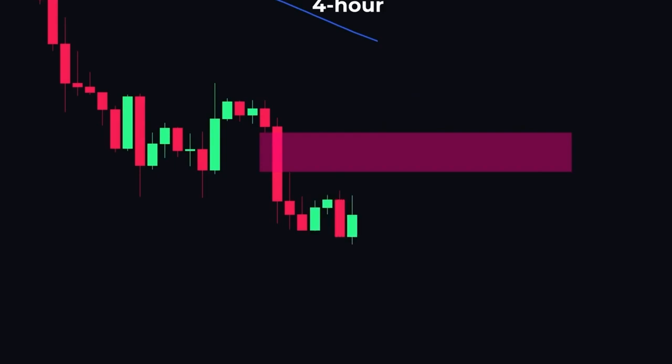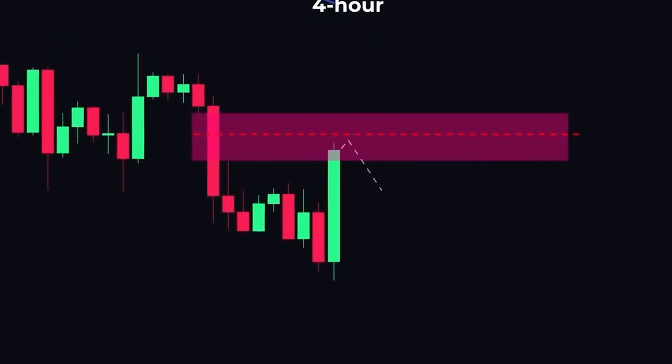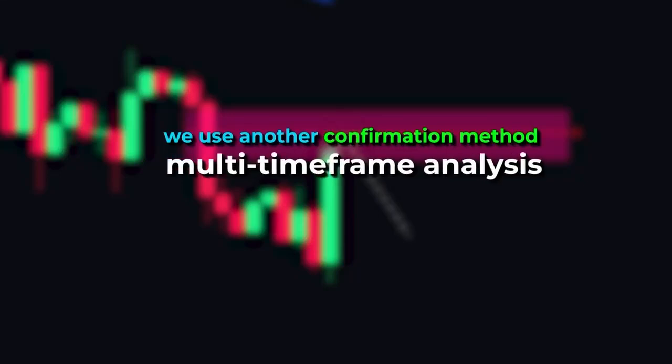Next, we wait for the price to retrace to the fair value gap. Once it does, we prepare for entry. Now, relying solely on the midline of the fair value gap for entry can sometimes be insufficient, as price may reverse from the gap before reaching it. So, we use another confirmation method, multi-time frame analysis.